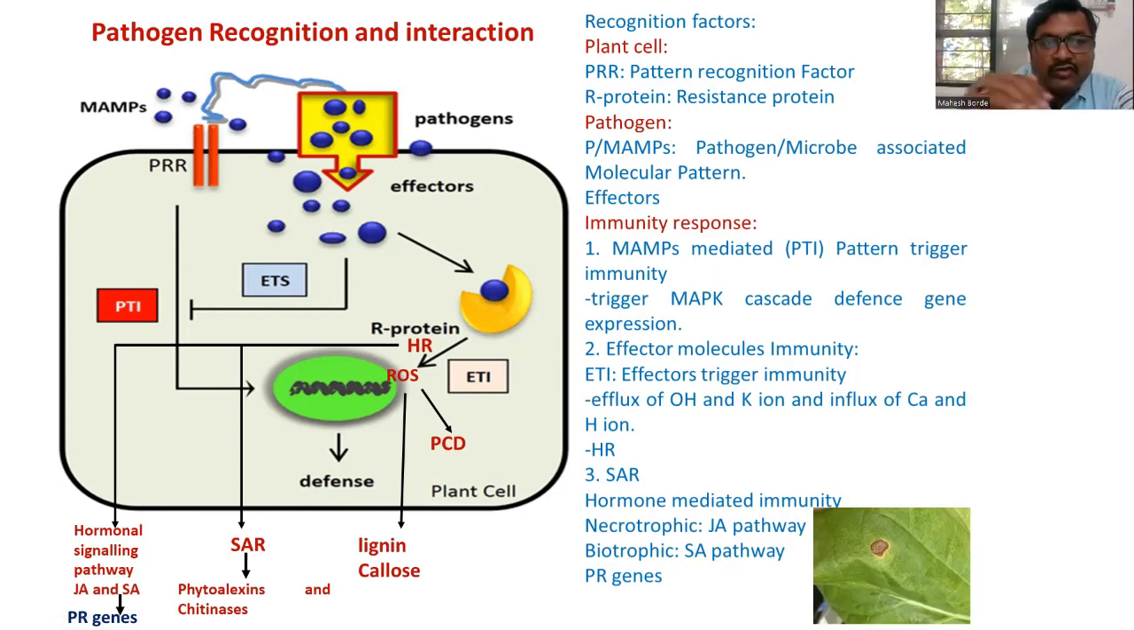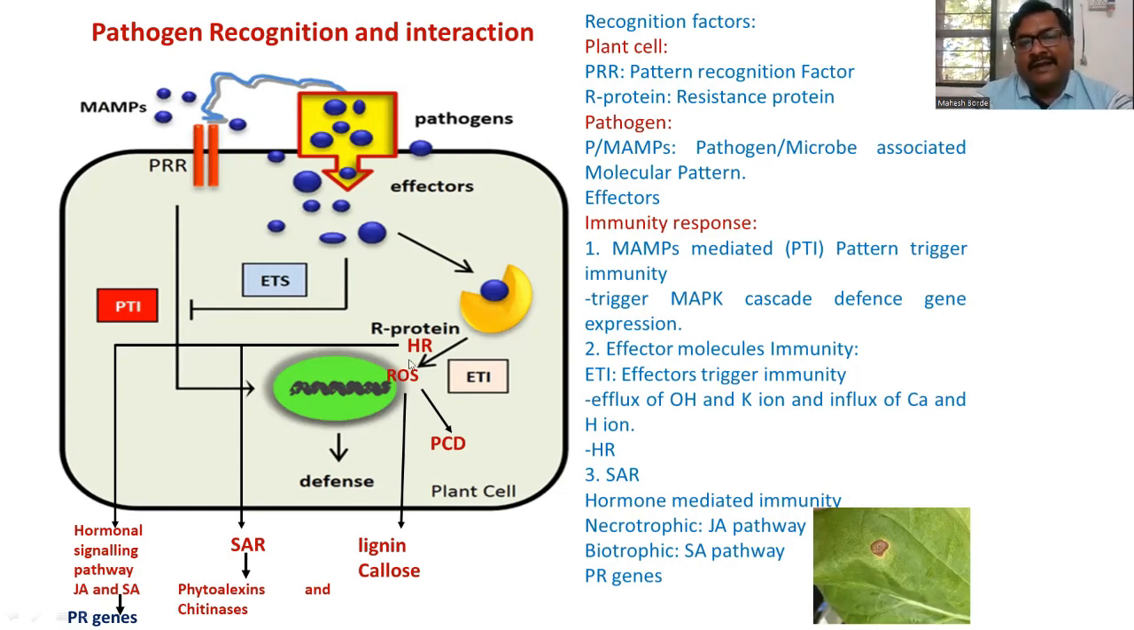Another thing is, this is the first line of defense, when the MAMPs of the pathogen are recognized by the PRR. Second, when the pathogen enters into the plant cell, it produces some effectors. These effectors are recognized by resistance proteins, and these effectors are bound by the resistance protein.